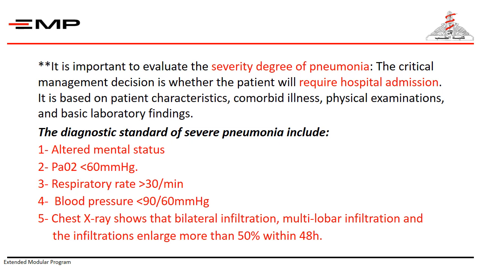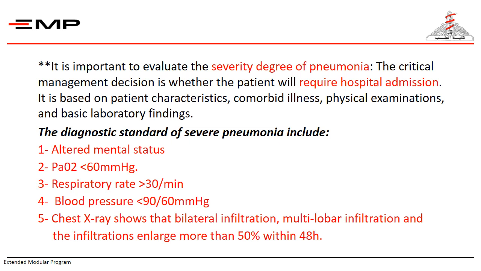The critical management decision is whether the patient will require hospital admission, based on the patient characteristics, comorbid illness, physical examination, and basic laboratory findings. The diagnostic standards for severe pneumonia include one or more of the following: altered mental status or disturbed conscious level, partial pressure of oxygen or PaO2 less than 60 mm mercury. This means the patient is in failure. Respiratory rate more than 30 breaths per minute, so the patient is tachypneic.